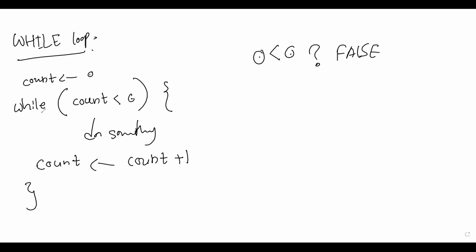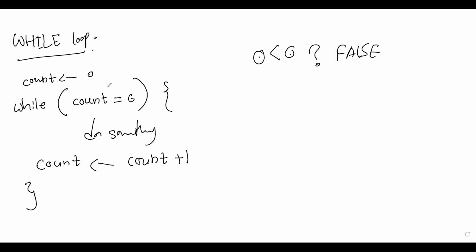Again, listen. This is the condition. This condition is checked whether it is true or false. If this happens, go inside. If not, go to the next line. Next line means go out of the loop. So this loop is from here to here. According to this, this condition is false. Zero is not less than zero, so it goes out of the loop. Assume we have something like this.